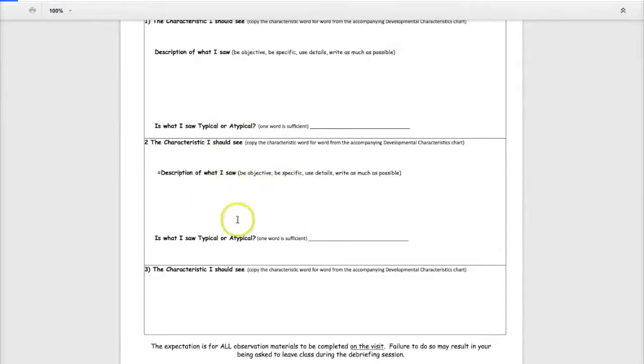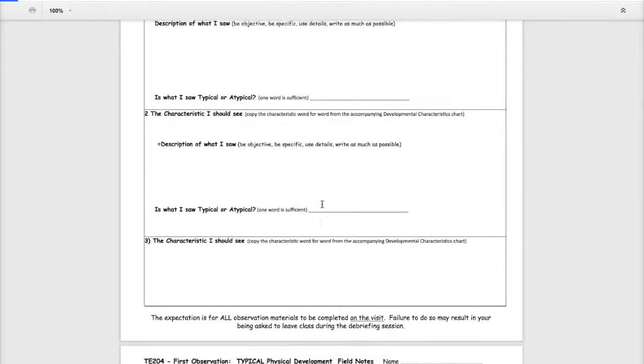You're going to gather your information, specific details. The better you can describe that behavior or the details that go along with that characteristic, the better off you're going to be when it comes time to write and submit this information. Again, at this point, you're only taking notes.